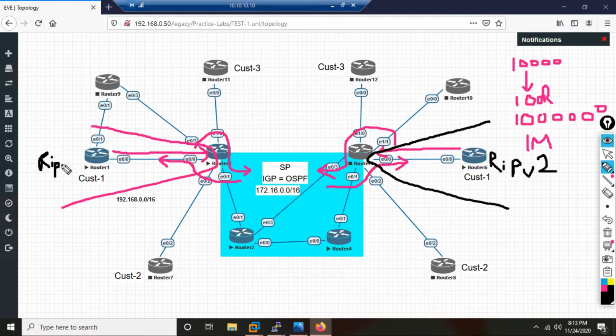Now, in the real world, what happens basically? Do you redistribute customers' routing into your IGP? No, because IGPs cannot scale. So that's the reason the service provider must be using internally what? They will also have BGP running. And which BGP will come in?